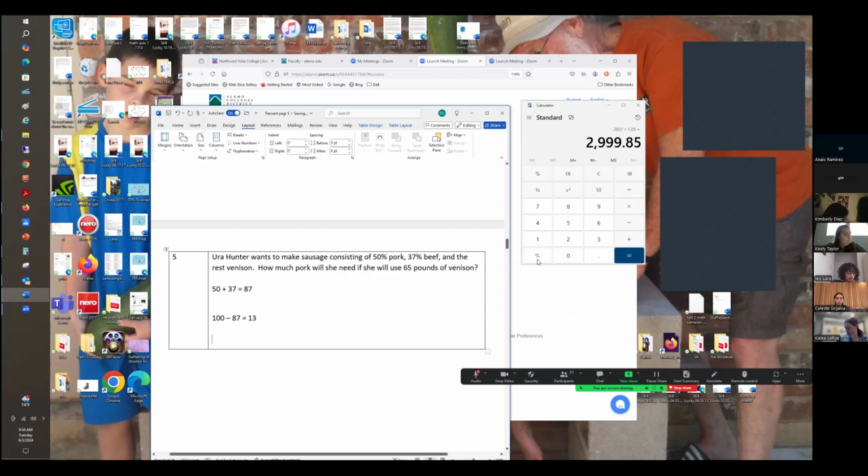So my calculation is, gee, I wonder what 65 is 13% of. Well, it must be... And if you want to, I'd like to do this because it brings your attention to the decimal point. So if I did 65, what is that 13% of? Well, it's 65 divided by 0.13, and that's 500.